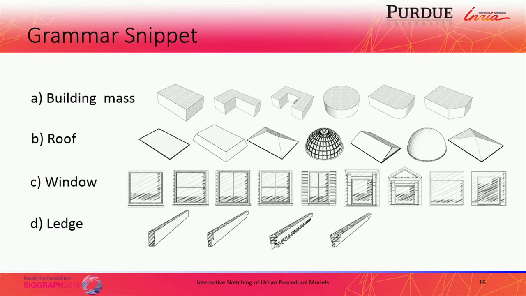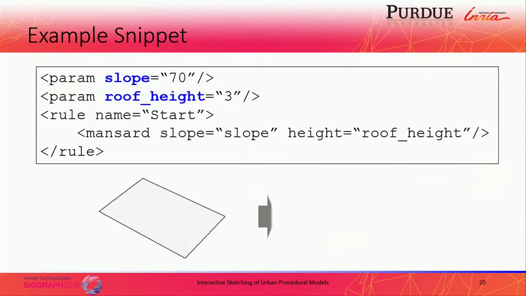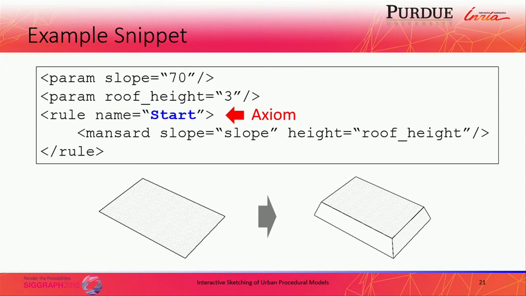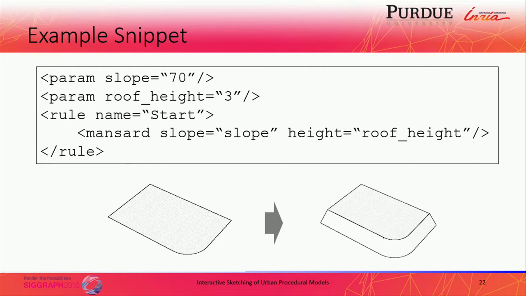Here's an example of our grammar snippet for a cuboid shape of a building mass with one corner cut. There are some parameters to specify the shape, including the building height and two non-terminals, top face and facade. This example defines a mansard roof shape with two parameters, slope and roof height. Note that each grammar snippet has an axiom named start. The axiom is a starting geometry, in this case a rectangular shape, but it can be any kind of planar shape. Depending on the starting geometry or axiom, the same grammar snippet can generate a different 3D geometry.